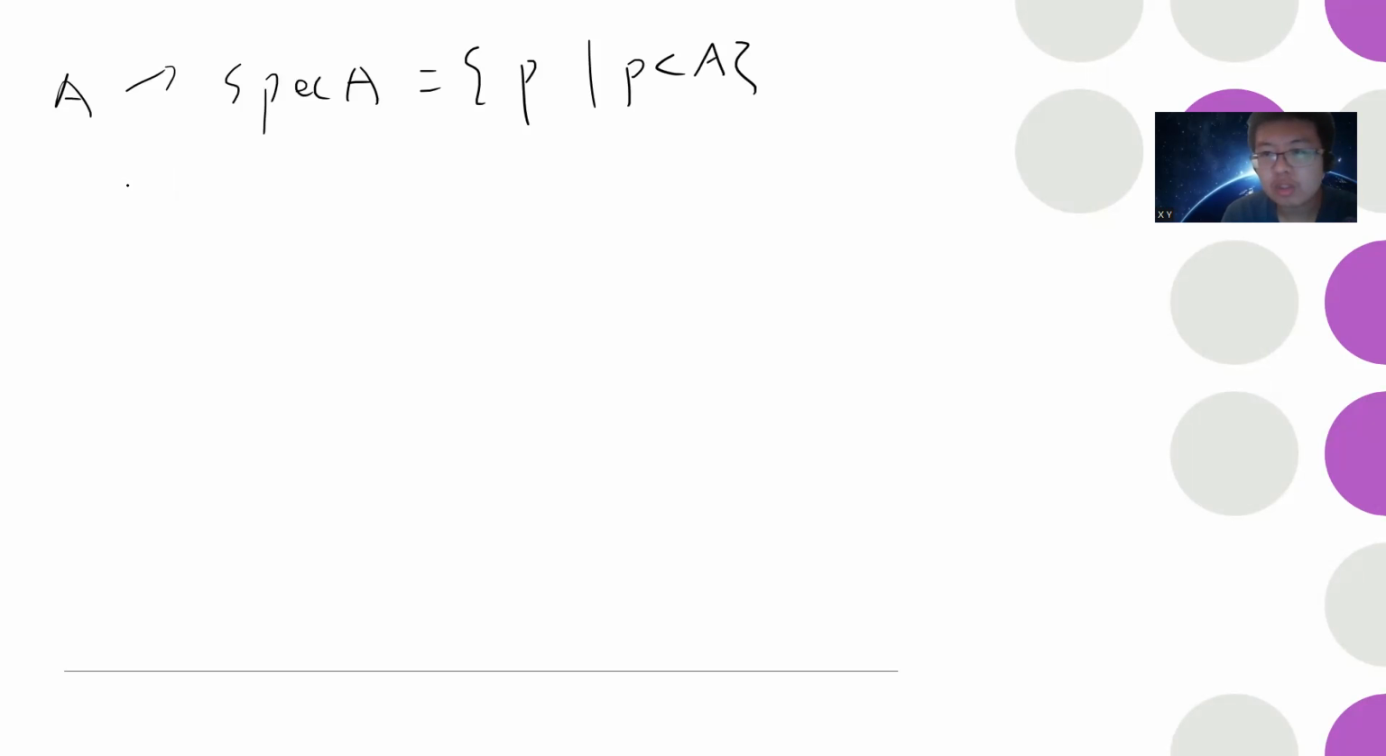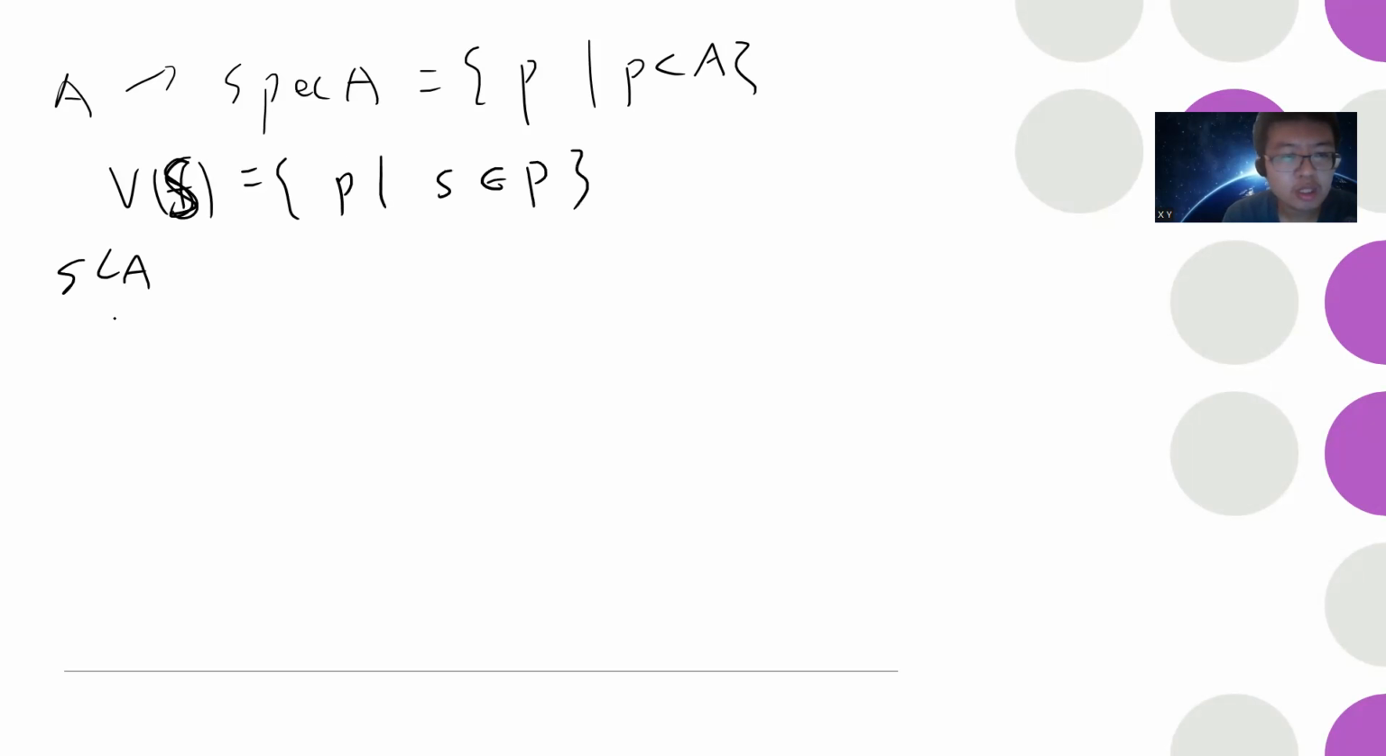And you can define a vanishing set. Somebody gives you a set S, a subset of A. You can collect all the prime ideals P which contain S. Conversely, I define this V of S to be the closed sets, and this is defined to be the Zariski topology.